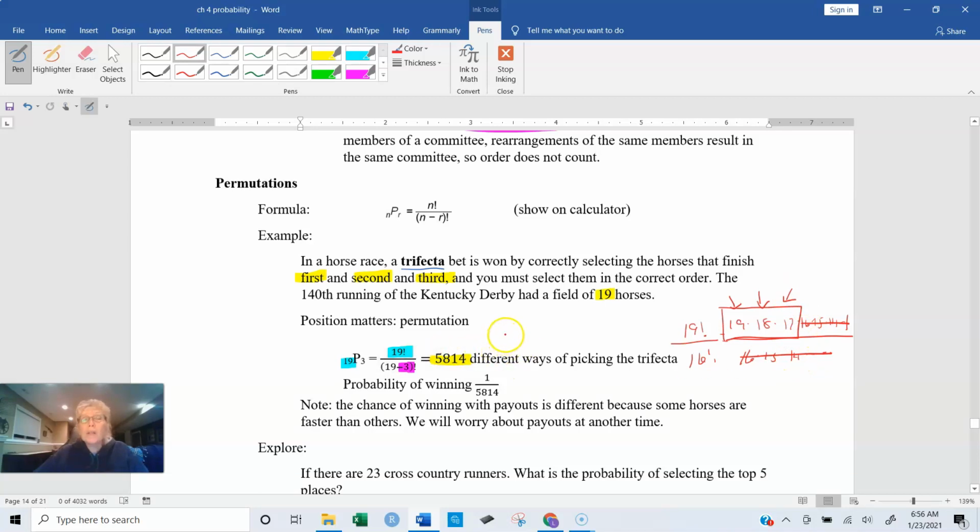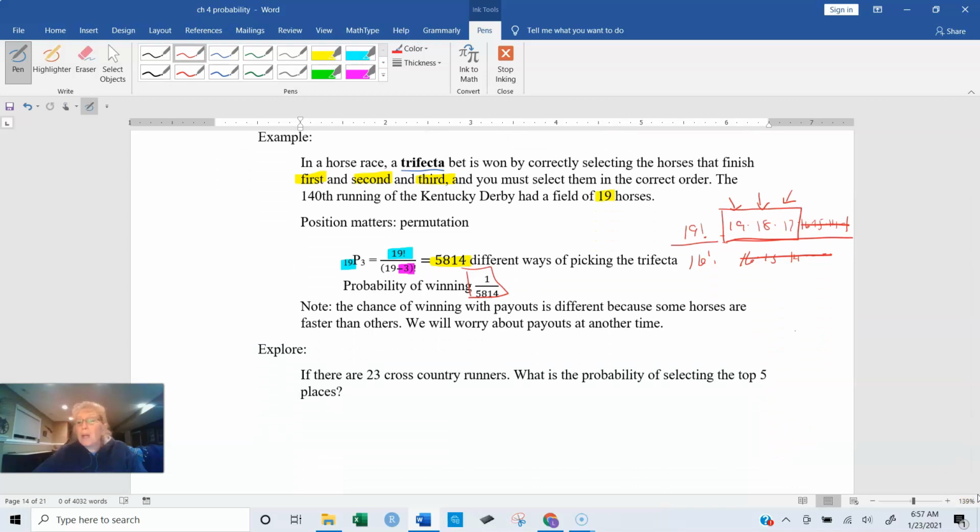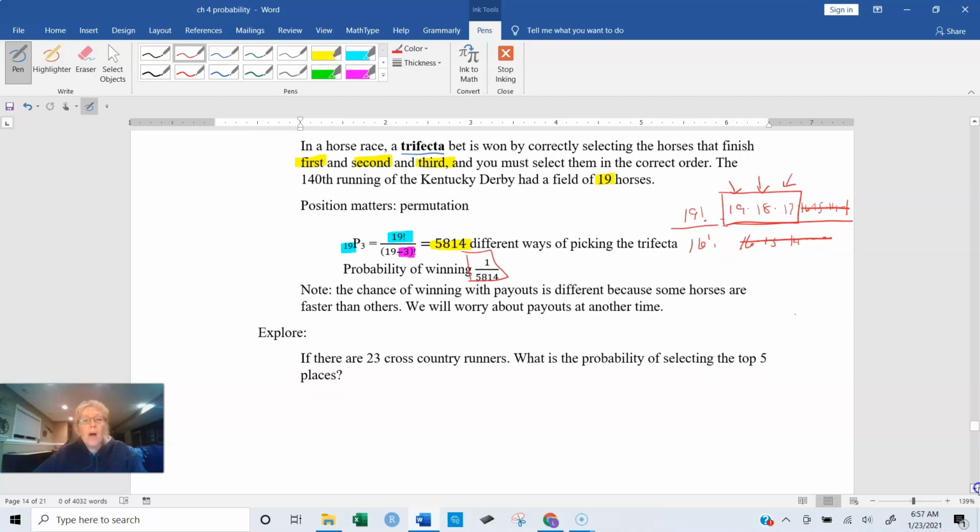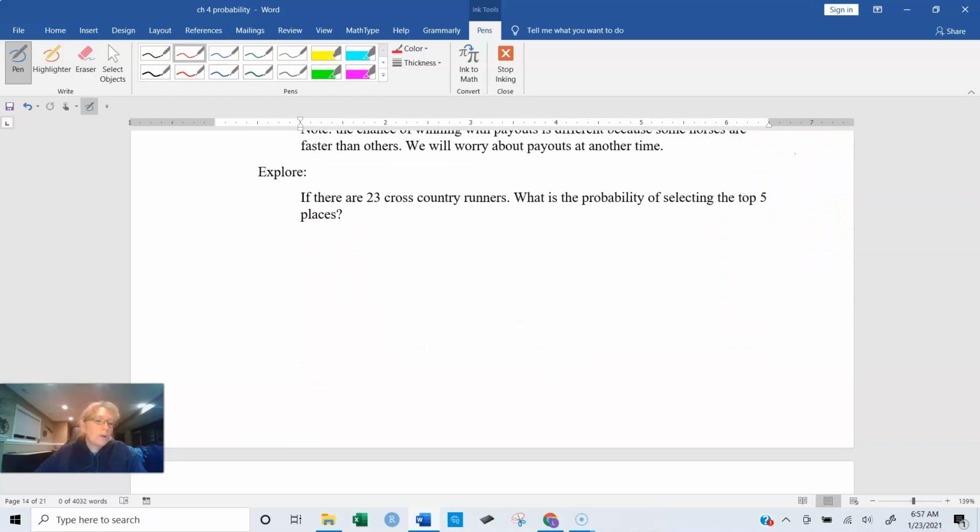So what are your odds of picking the one that will win? All right, and it's 1 out of 5,814. Okay, probably not the best because you're going to take into account how fast the horses are, how often they have won, things like that. But if they were all equal, this would be your probability of picking that correctly. Okay, pause and try yours.